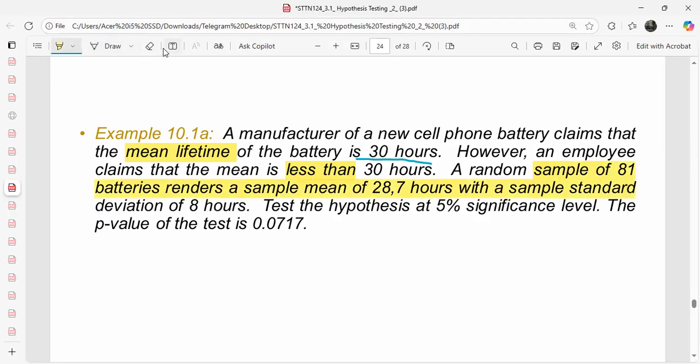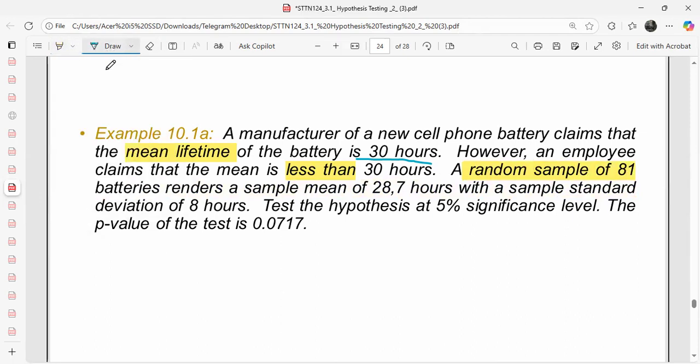Now they say a random sample, which is n, is equal to 81. Can you see that n is greater than or equal to 30? So what do we do if n is greater than or equal to 30? You're going to use the method of the z. That method, the method of the z.